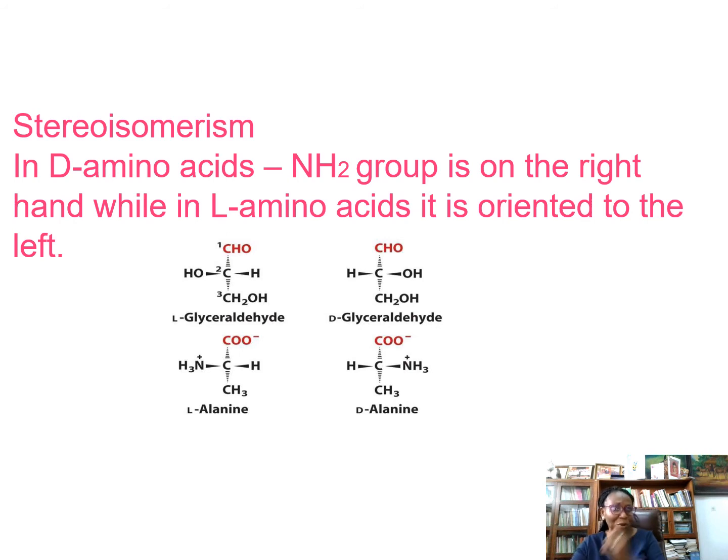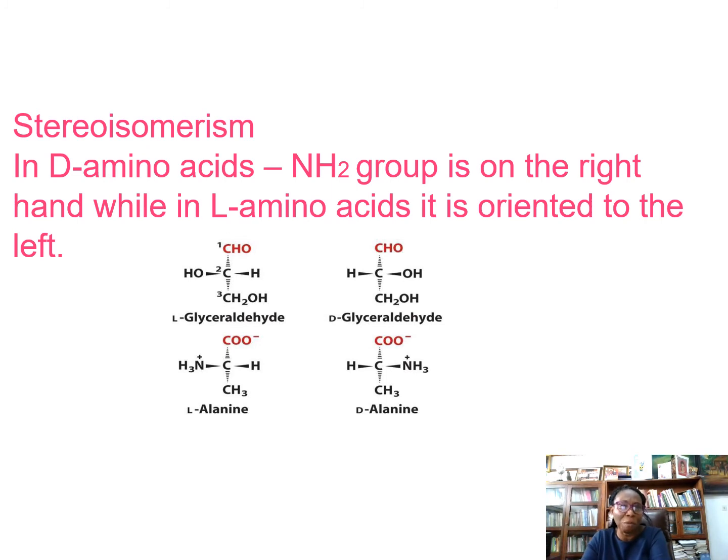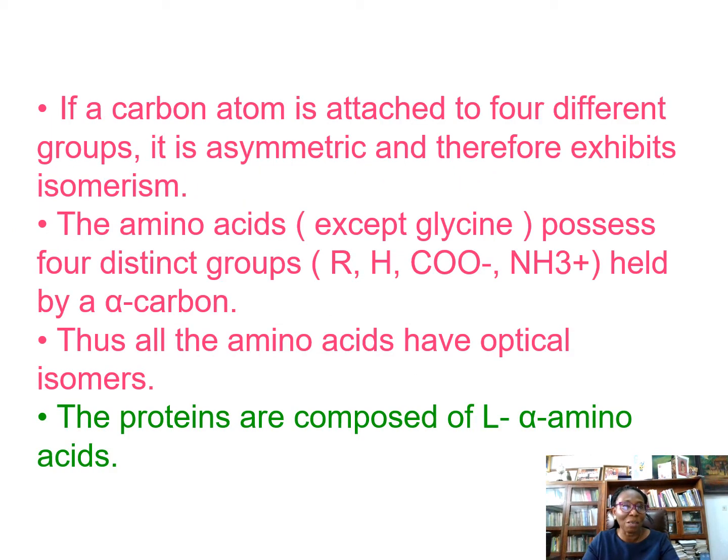There's also what we call stereoisomerism, which is a very important feature in amino acid metabolism. In D amino acids, the amino group is on the right side. We still remember our isomerism. The amino group is on the right hand side, while in L amino acids, it is oriented to the left side, and we can see the basic structure using glyceraldehyde. We have L-alanine, and we have D-alanine based on that isomerism.